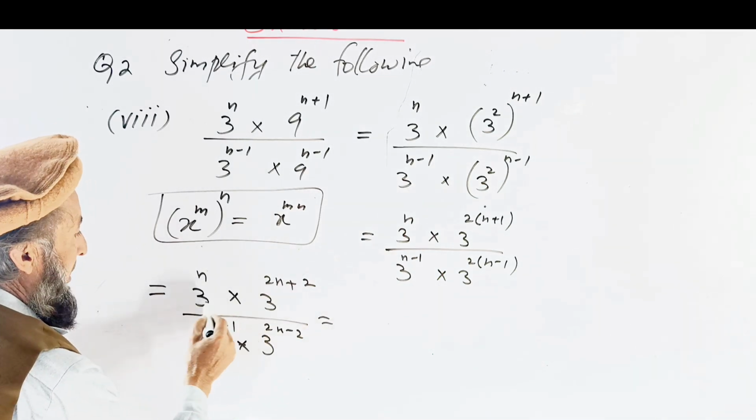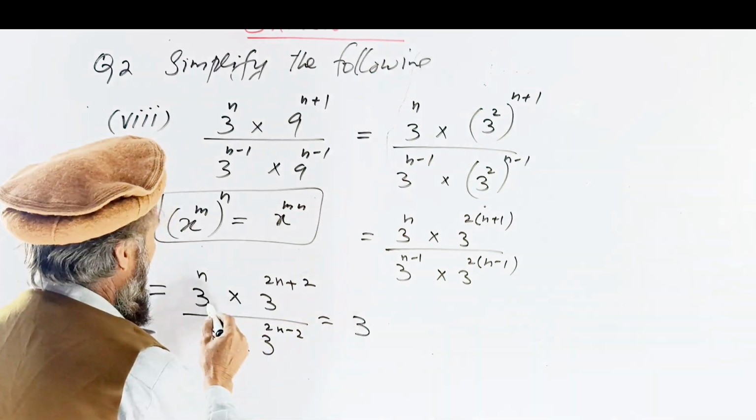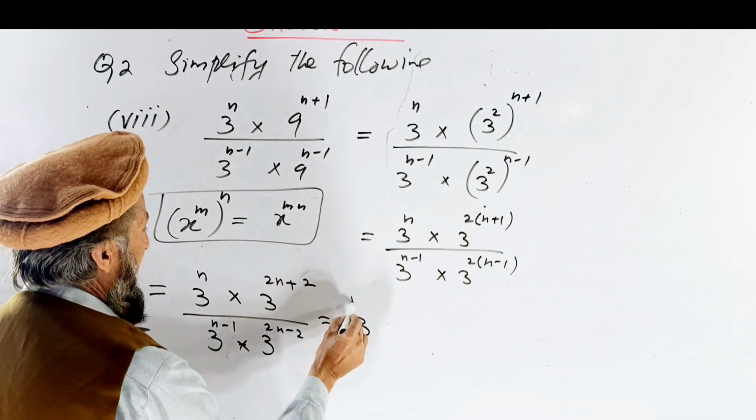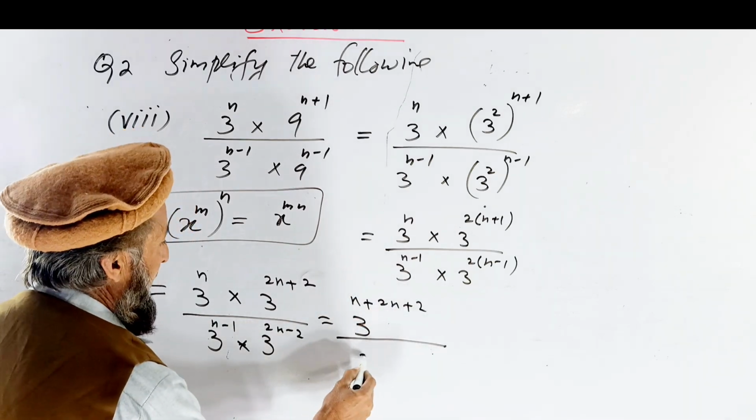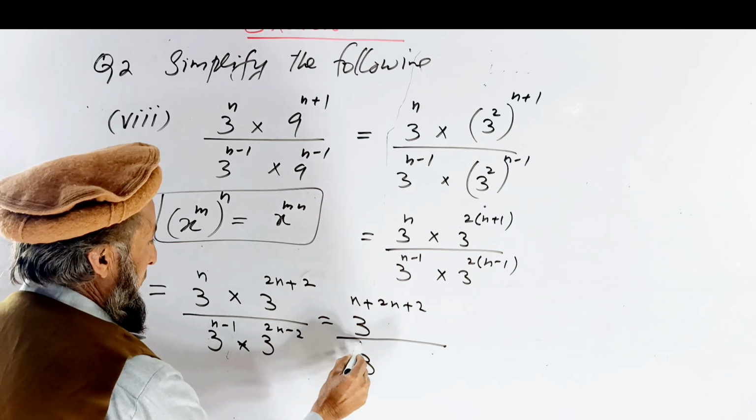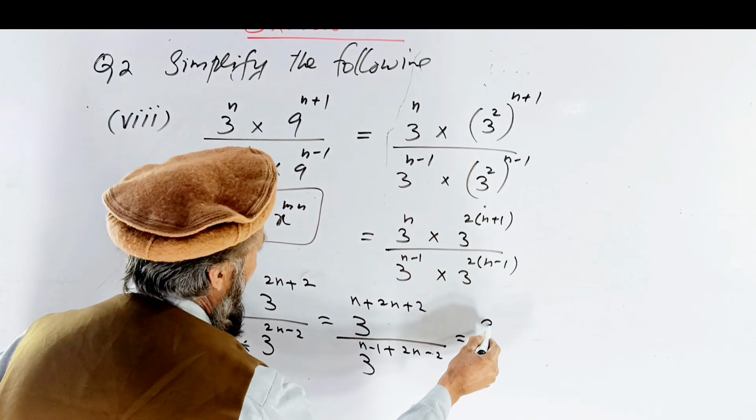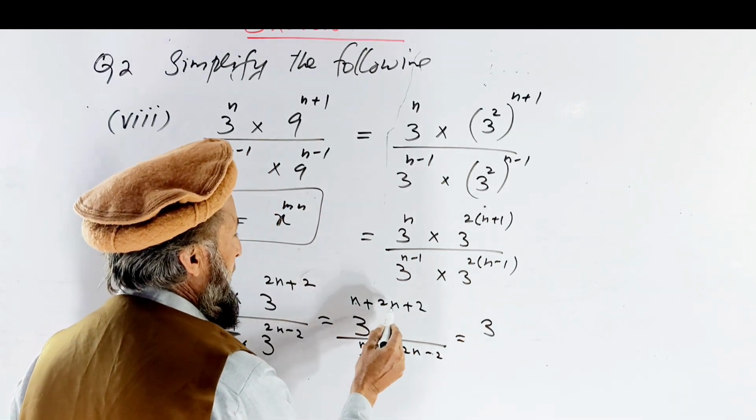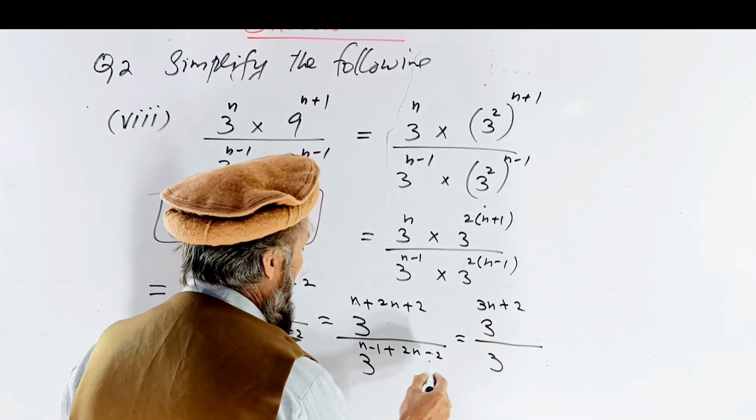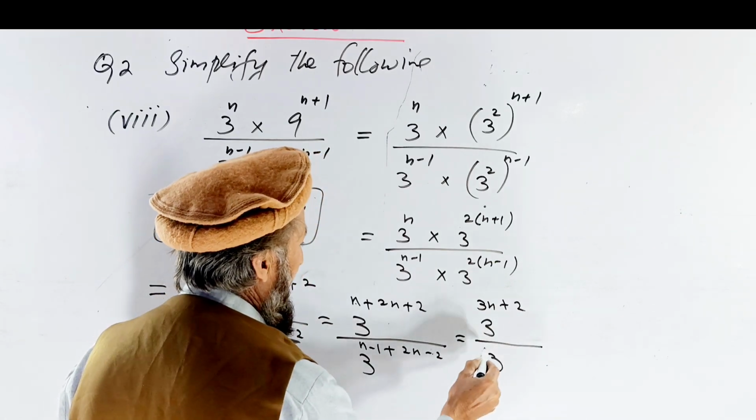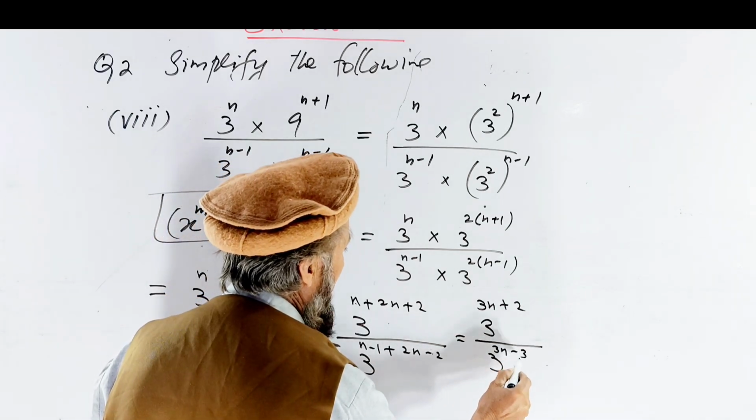Now bases are same, so in case of multiplication we take just one base and add the exponents, 2n plus 2. Similarly in the denominator we take one base and add their powers, 2n minus 2. Now first we simplify this result: n plus 2n we get 3n plus 2, divided by 3. So 2n plus n we get 3n, and minus 1 and minus 2 we get minus 3.